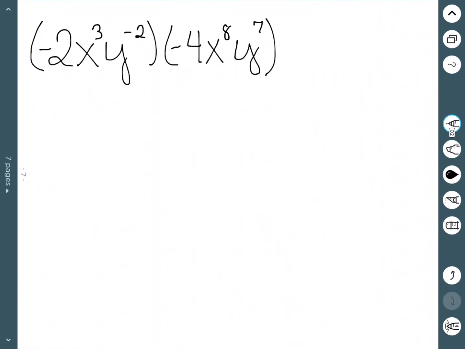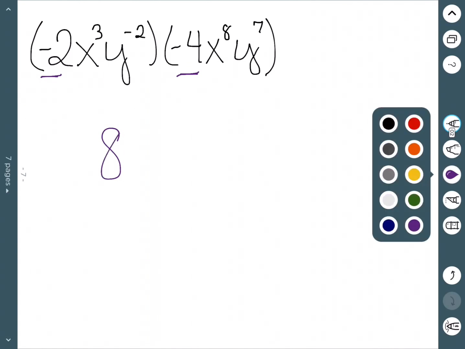For our first example, we have a product. And here we have several things going on, but the key is to take it piece by piece. Let's start with the whole numbers. For the whole numbers, I have a -2 and a -4. And -2 times -4 would be 8.